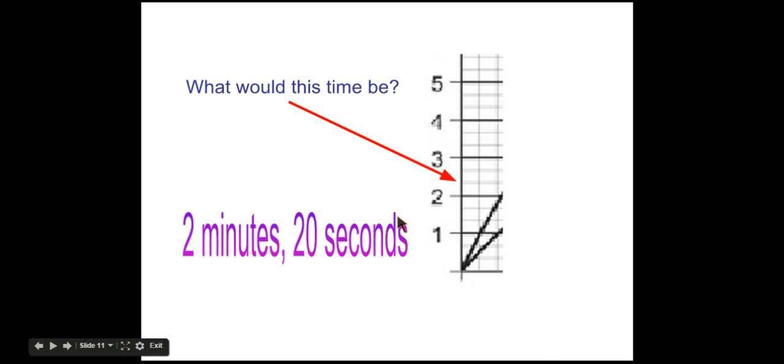So knowing that, what would this time right here be? Well, it would be 2 minutes and 20 seconds because each segment is 20. So 2 minutes and 20 seconds.